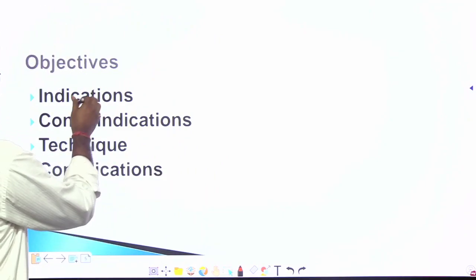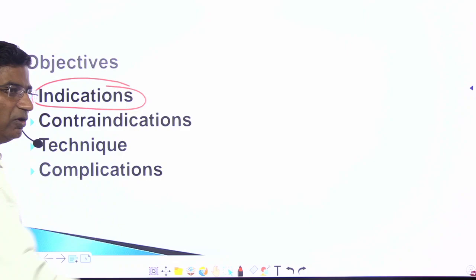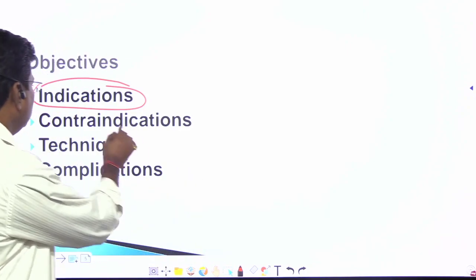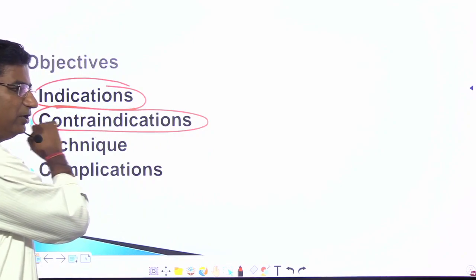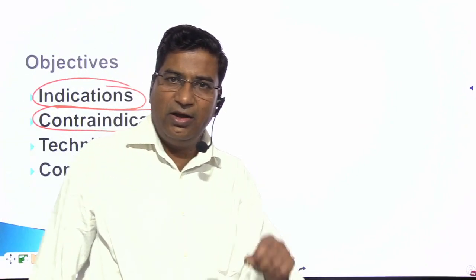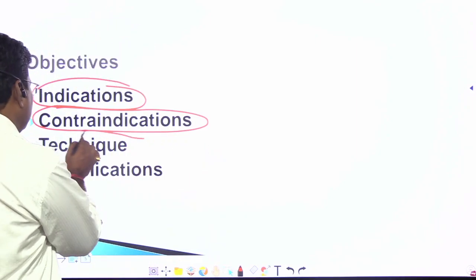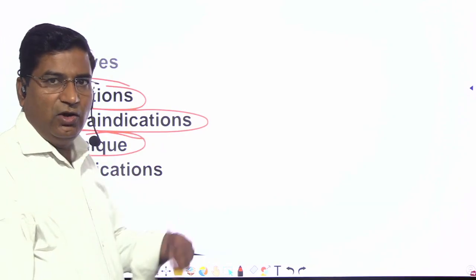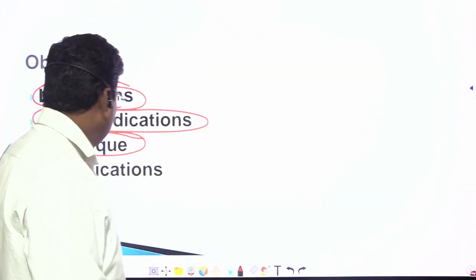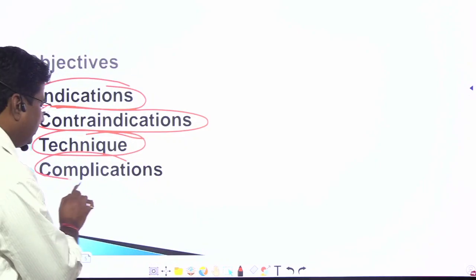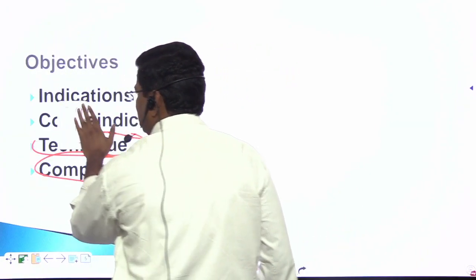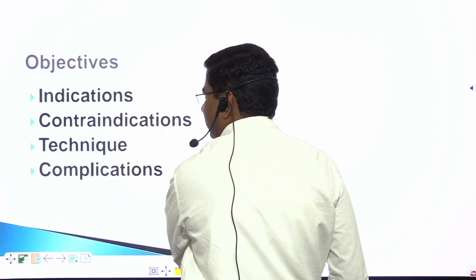Our objectives are: first, we discuss the indications of endoscopic third ventriculostomy, then contraindications, where we don't do this procedure or use this technique less frequently. Then the technique, the precautions taken in the technique, and the steps in endoscopic third ventriculostomy, and then the complications of this procedure. And as you know, this is a new technique in neurosurgery.